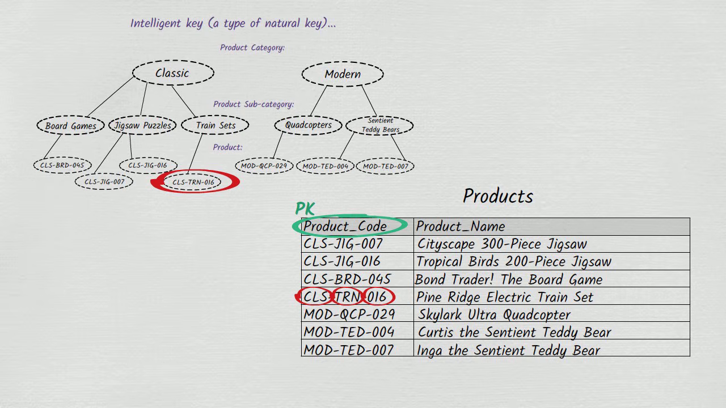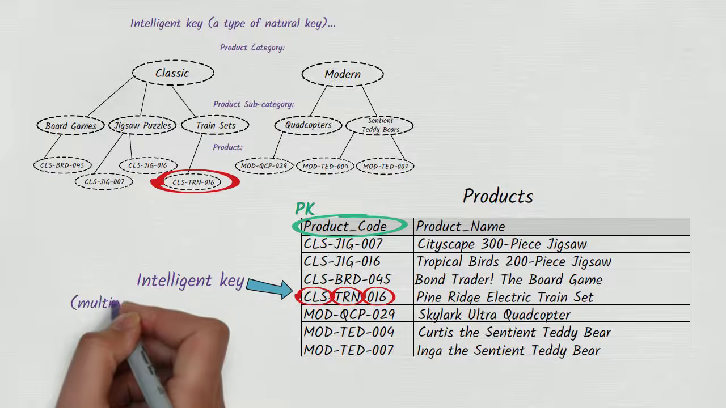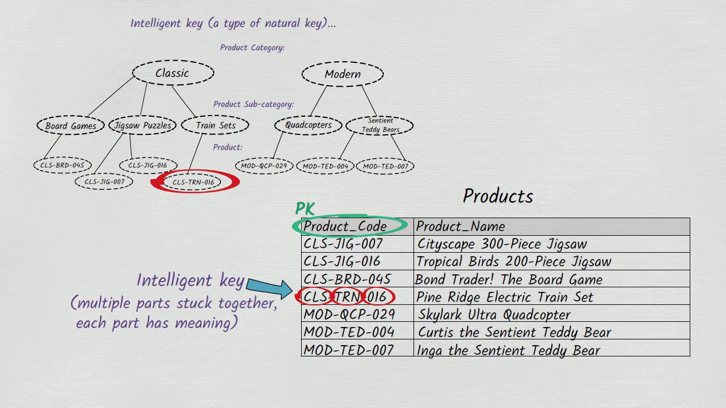Very clearly, the product code is a natural key, but we can say more than that. The product code is an intelligent key. An intelligent key is a natural key made up of multiple parts stuck together, with each of those parts having a meaning of its own. There are some pitfalls involved in using intelligent keys. Because an intelligent key has meanings built into it, people might start to rely on being able to extract those meanings from the key value.